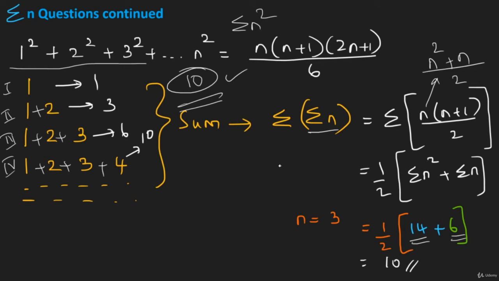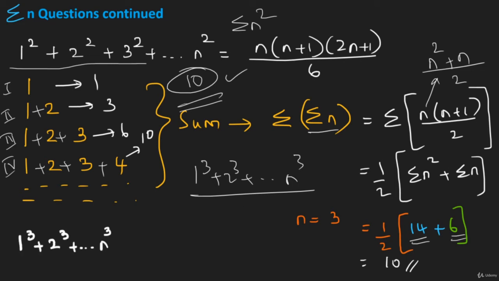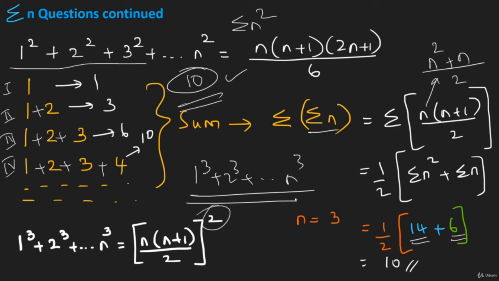Now let's also learn about numbers of the form, say if you want to find 1 cube plus 2 cube etc up to n cube, right? So this is the sigma n cube series, and this can be simplified as n into n plus 1 by 2 the whole square. The inside of the bracket is the same formula for sigma n, and if you square that, that's equal to this sum over here.